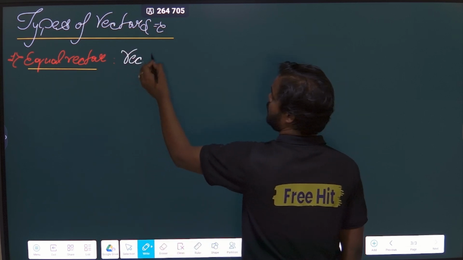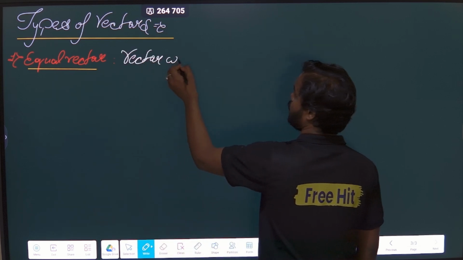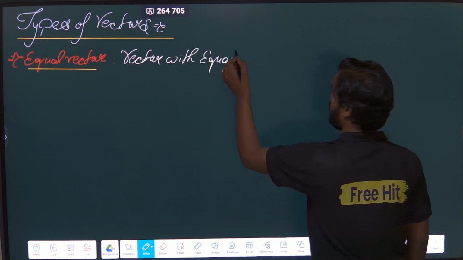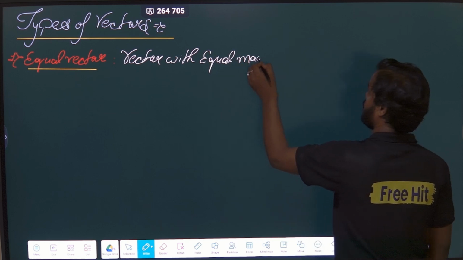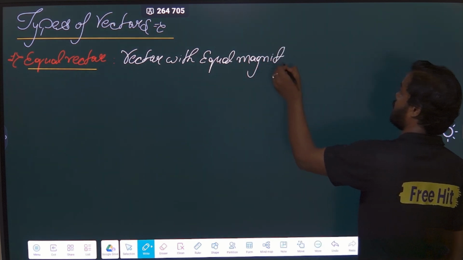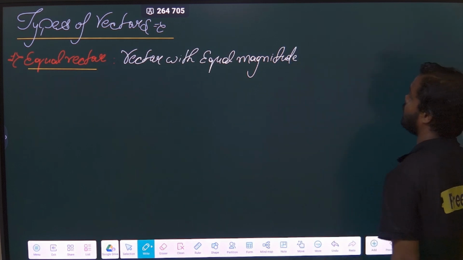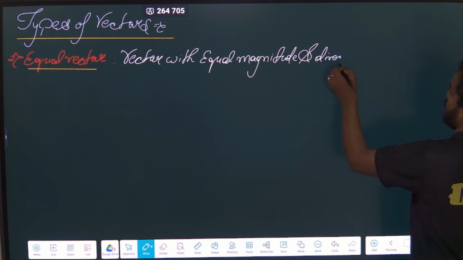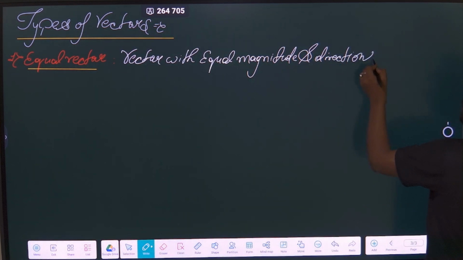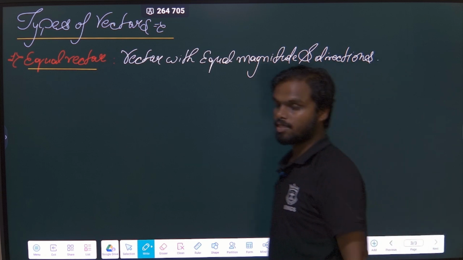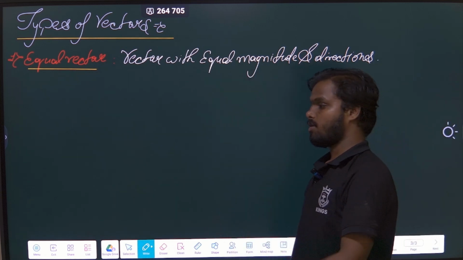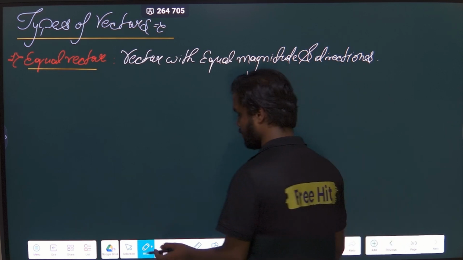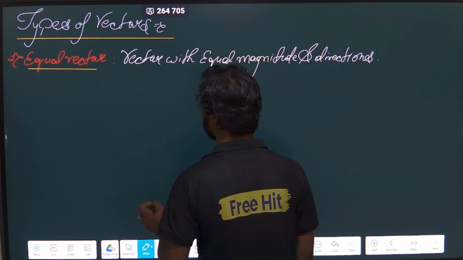Vectors with equal magnitude and direction are called equal vectors. Okay, the vectors with equal magnitude and direction are called equal vectors. For example, let's see one example, then it will be more clear.